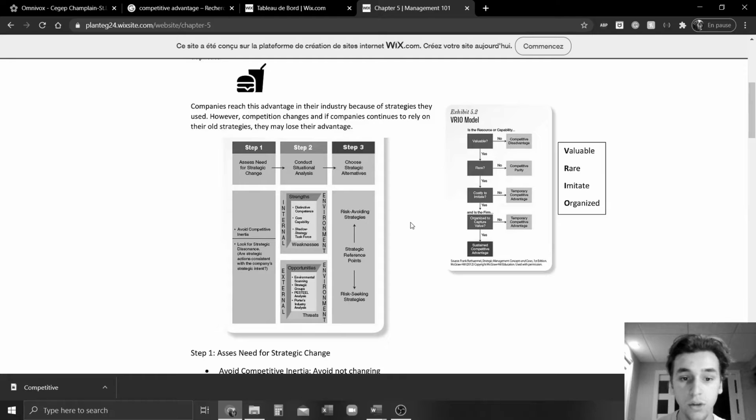Next, conduct situational analysis. So you need to do the SWOT analysis. First, you go internally with your strengths and weaknesses, and then you look externally to your opportunities and threats. You can use a PESTLE model, which will allow you to go more in depth when looking at the opportunities and threats. Next, step 3, you need to choose a strategic alternative.